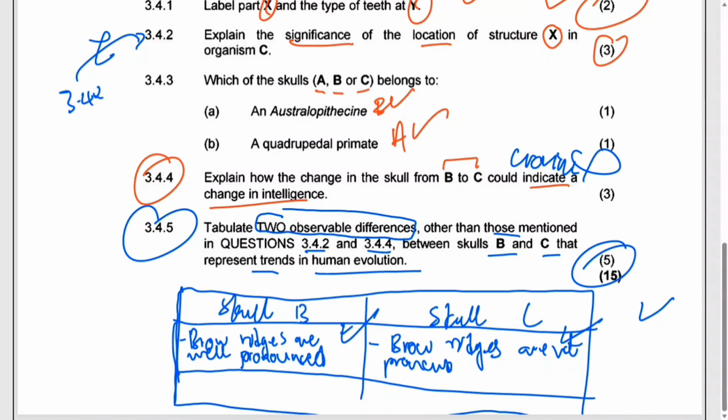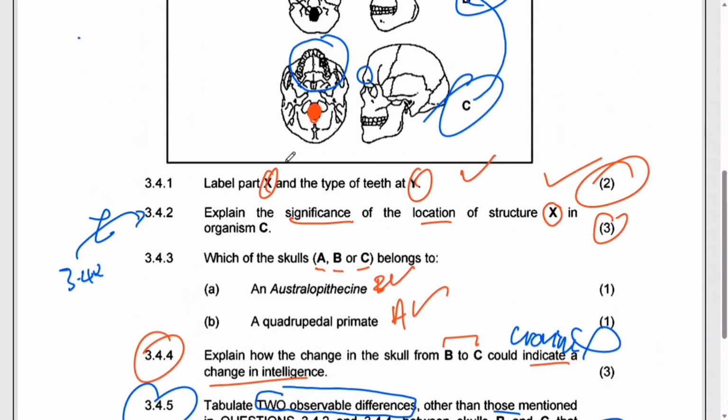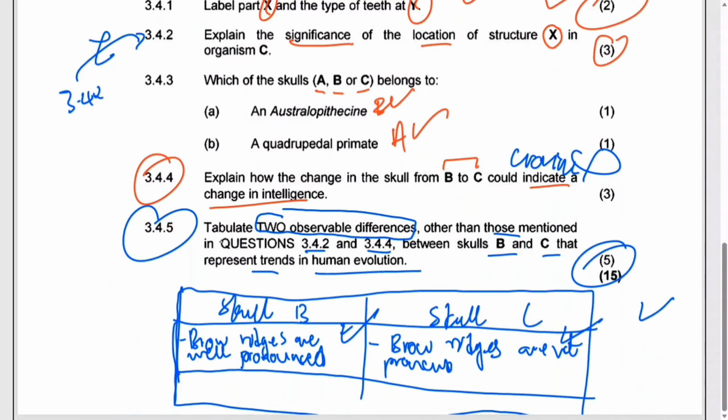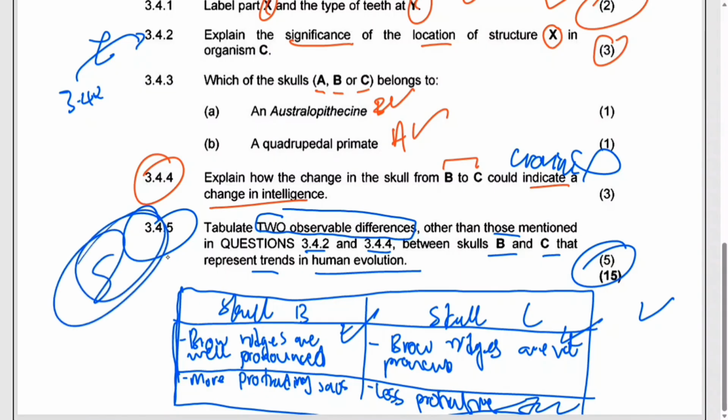And what else can you mention? The jaw. We have a more protruding jaw in B, while here in C a less protruding jaw. Don't use big; here you say more protruding jaw, and here you say less protruding jaw. Definitely you will get your 5 marks, with 1 mark for the table.